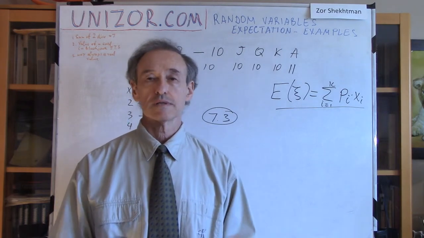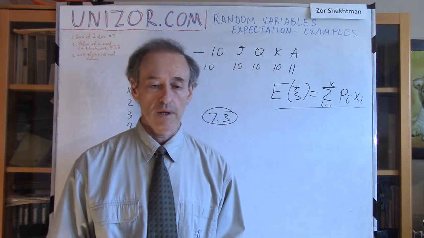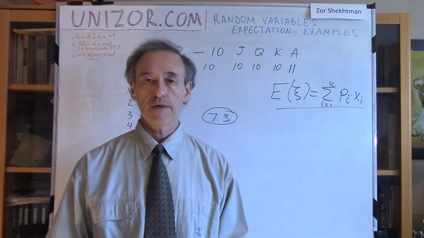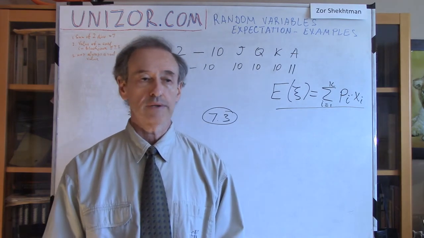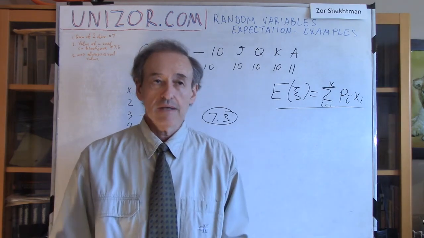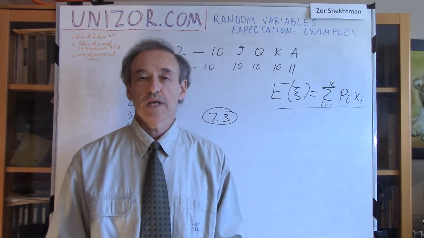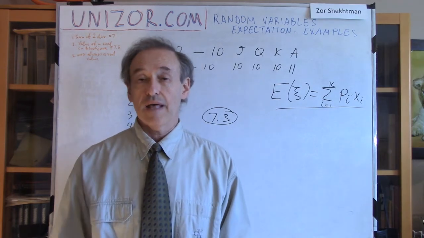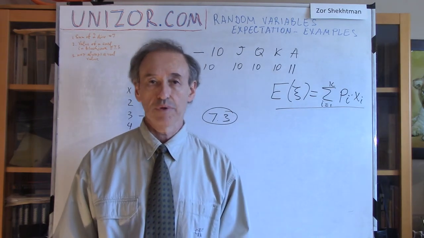Well, if you, for instance, play a very simple game of heads and tails, so either you win one or you lose one, depending on what exactly your bet is, well, the expectation of this game is zero. I mean, what does it mean? Basically nothing.